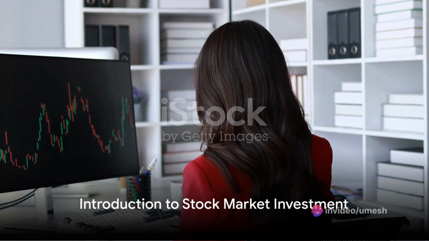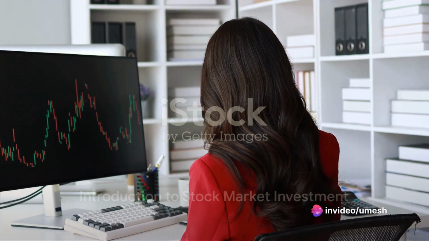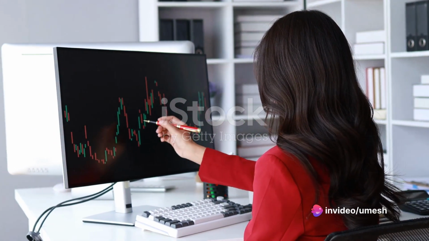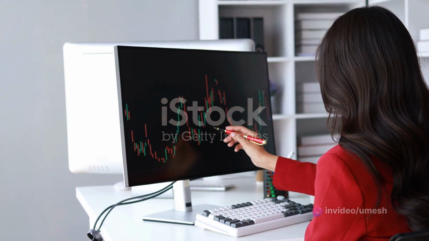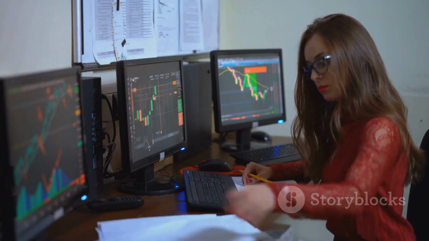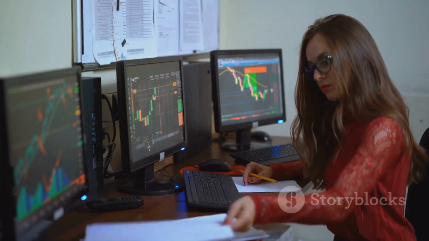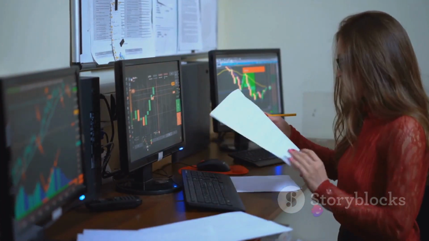Welcome to. Today we'll explore the exciting world of stock market investment and guide you on how to identify a good stock for your portfolio. Whether you're a seasoned investor or just starting, these key factors will help you make informed decisions.